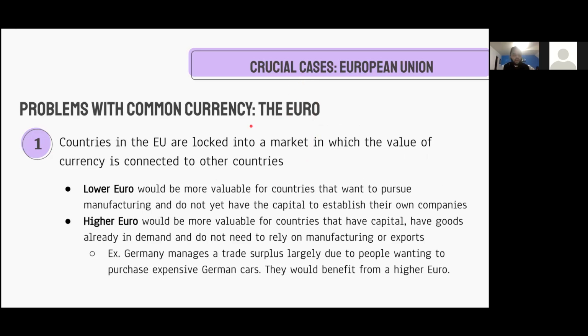So I don't know how much you guys know about the European Union, but this probably will come up in a debate at some point. But a lot of the European Union has this thing called a euro.